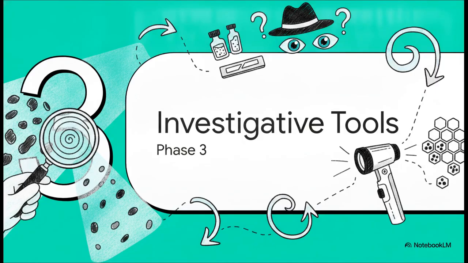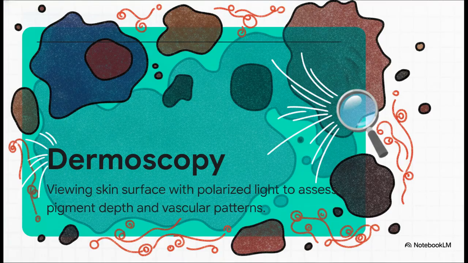All right, phase 3, investigative tools of dermatology. Because sometimes the naked eye and a fingertip just aren't enough. First up is dermoscopy. This is where you view the skin surface through a magnifying lens with polarized light. It lets the doctor see right through the surface glare to assess pigment depth and vascular patterns. What they are really hunting for here, especially when they suspect malignant melanoma, is chaos. We're talking multiple colors, asymmetrical structures, irregular borders. Dermoscopy brings that chaos to light.